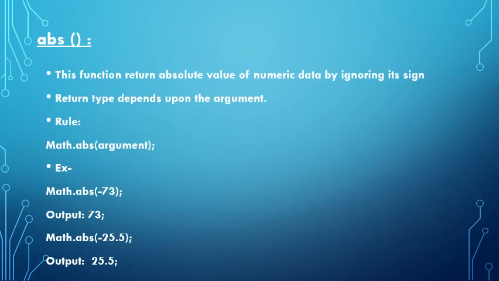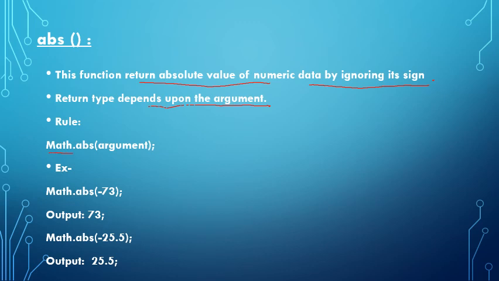Next function is the abs function. It gives the absolute value of any number. So this function returns the absolute value of a numeric data type by ignoring its sign. The return type of Math.abs depends upon the argument. If the argument is integer, it will return integer. If float, it will return float. If double, it will return double. If long, it will return long data type.